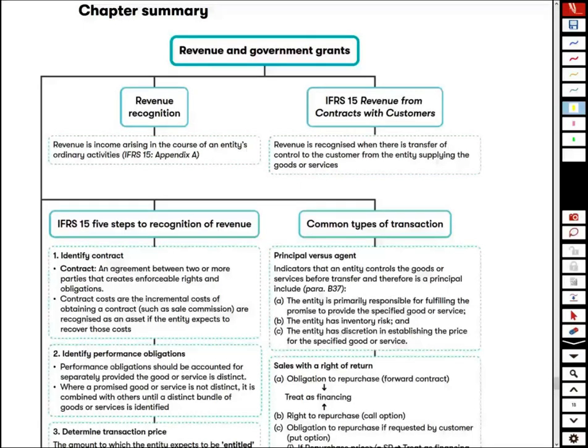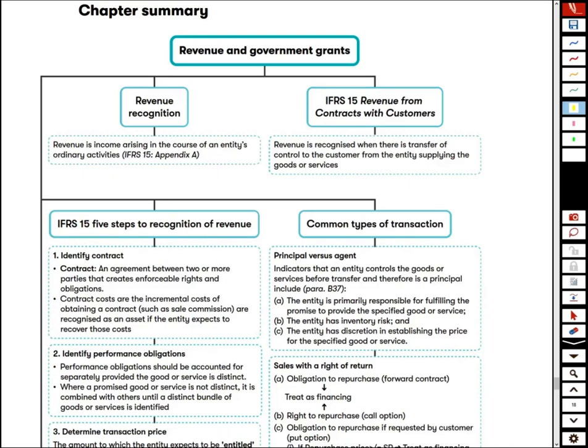Okay, so let's have a look at our summary on revenue and government grants. I'm not going to go through every single bit on this, just point out the key bits. So remember, with revenue recognition, we were looking at IFRS 15, and we learnt that revenue was just one type of income. It was the income from the sales in your normal course of business, from your normal trading activities.